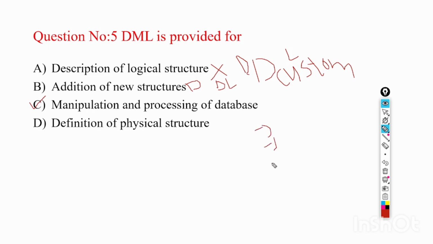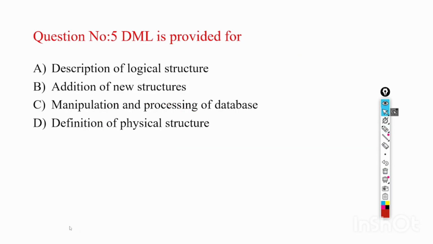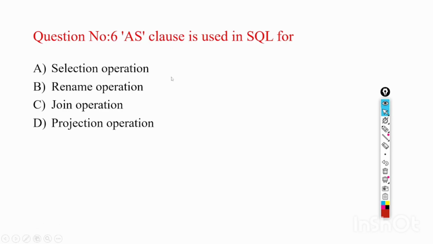So here, the description of logical structure belongs to DDL, not DML. The addition of new structures also belongs to the DDL. And the definition of physical structure is handled by what we just discussed with the views, that we call the three-level architecture: conceptual view, internal view and external view. It belongs to the physical structure, not DML commands. Okay, the correct answer is option C, manipulation and processing of data.